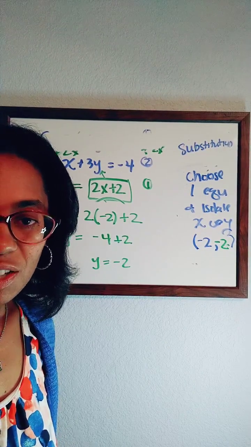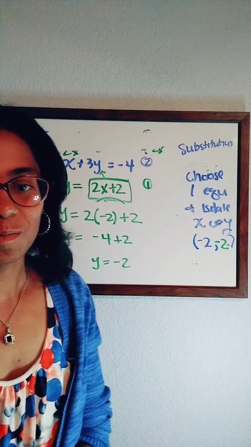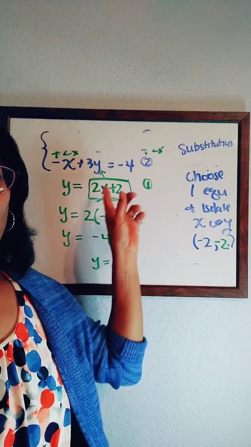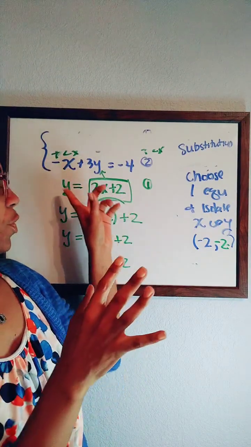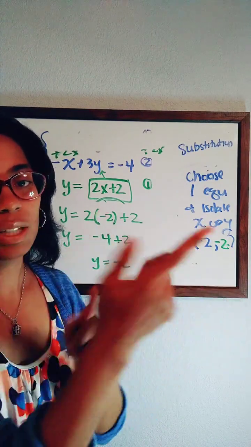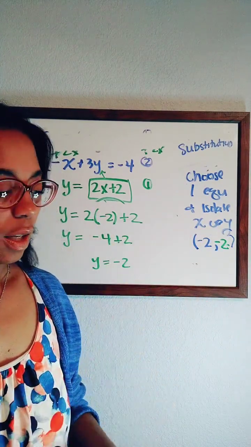Good, John. You like it better than the combo? Some people, when one of your equations is already solved for a variable, I do think that's easier because you can just flip it around, put it in that equation, and be done.